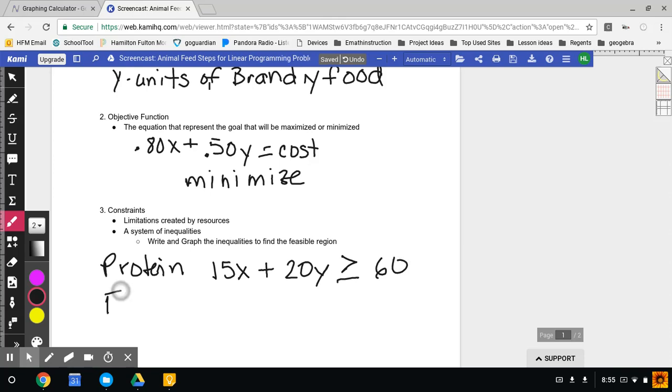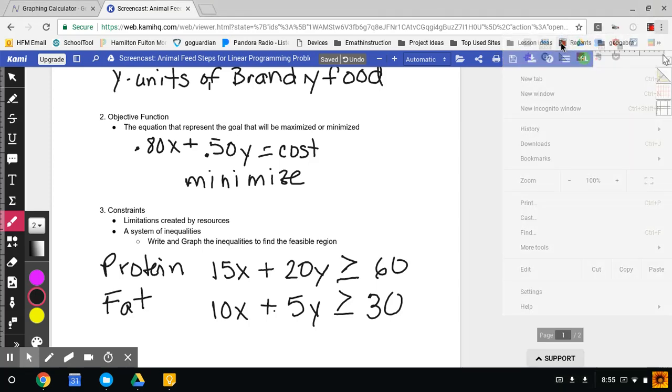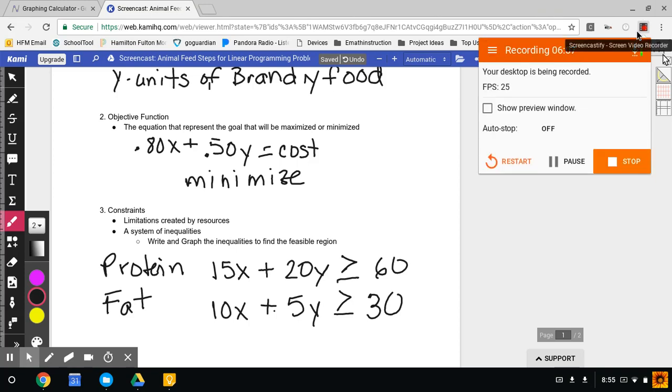Now for the fat, they need a total of 30 grams of fat. There's 10 grams in brand X plus 5 grams in Y, and that must be greater than or equal to 30. At this point, you need to graph your equations. I'm going to pause this video and continue in a second video. So this will continue in video 2.